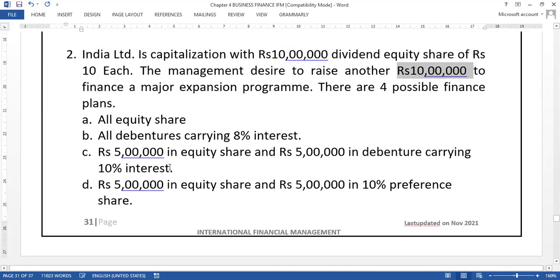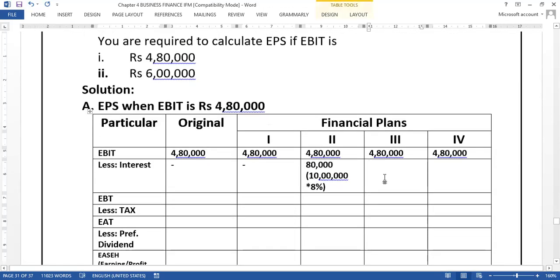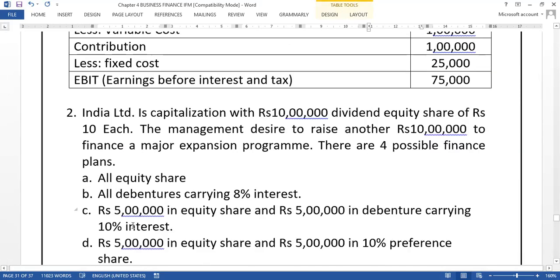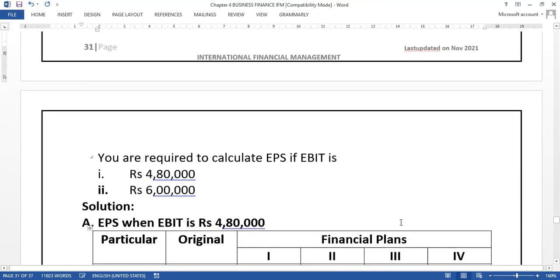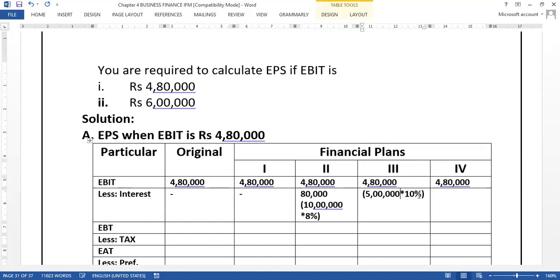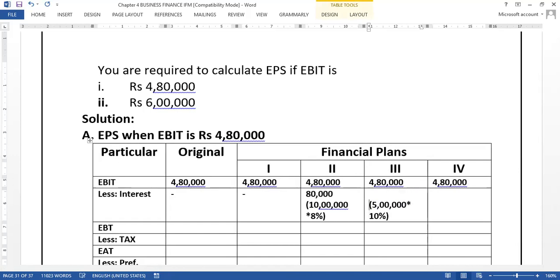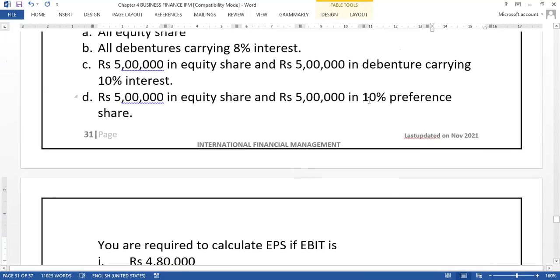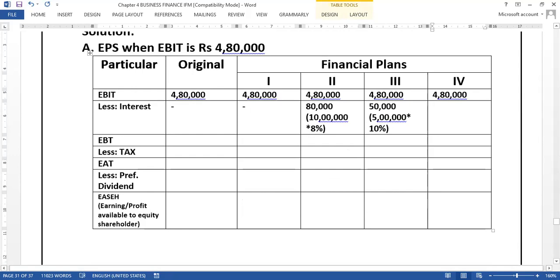Now, in plan 3, they clearly mentioned that they'll be carrying 5 lakh debentures. So 5 lakh into, they clearly mention the percent of interest, 10%. If it is 5 lakh into 10%, we'll be getting approximately 50,000. In the fourth financial plan, no debenture is there, so we're putting nil.